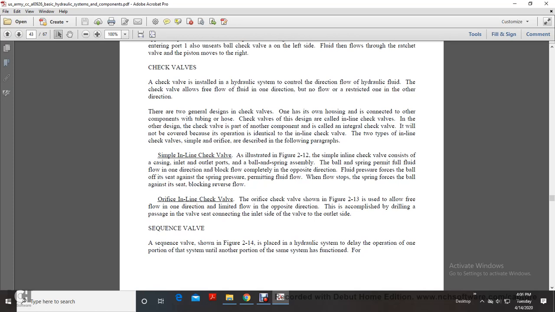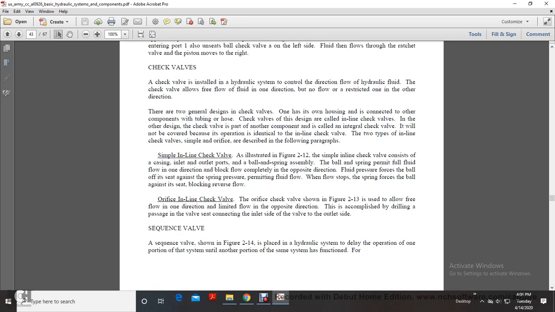Orifice inline check valve. The orifice check valve, shown in Figure 213, is designed to allow free flow in one direction and limited flow in the opposite direction. This is accomplished by drilling a passage in the valve seat, connecting the inlet side of the valve to the outlet side.